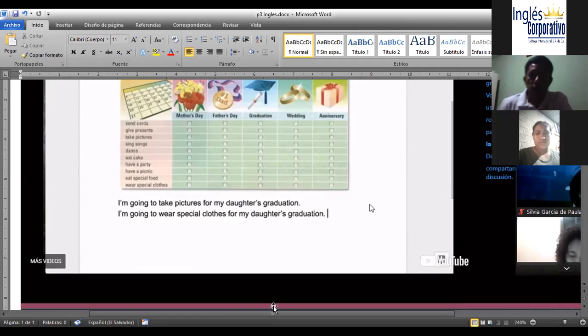Ahora, ¿qué complemento más le pondríamos? Our family make special meal for Mother's Day. Excuse me, ¿cómo es? Sería our family, nuestra familia. Our family make a special meal for Mother's Day. Okay. Nuestra familia hace una reunión especial para el Día de la Madre.